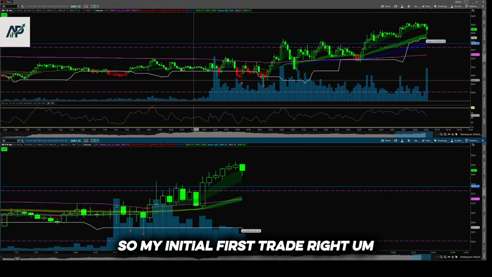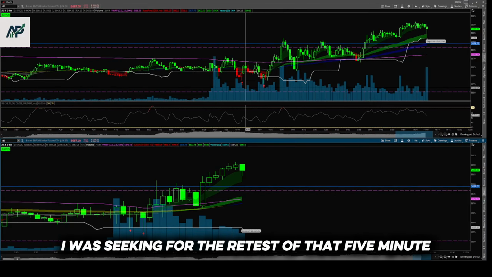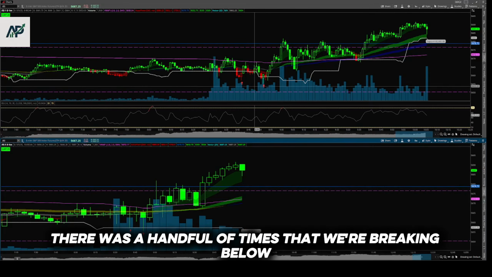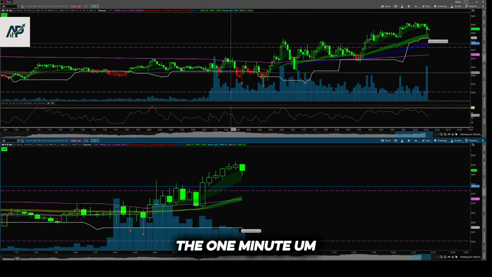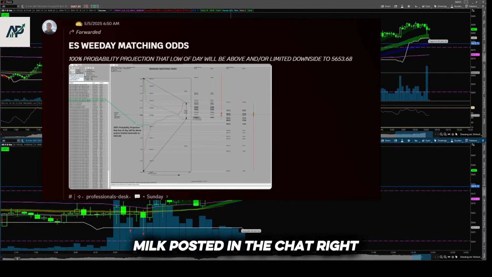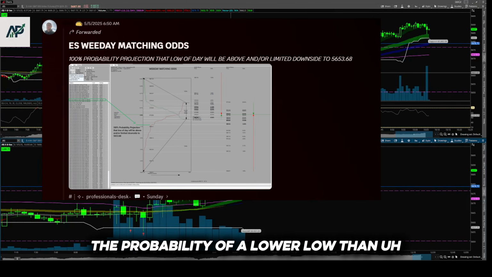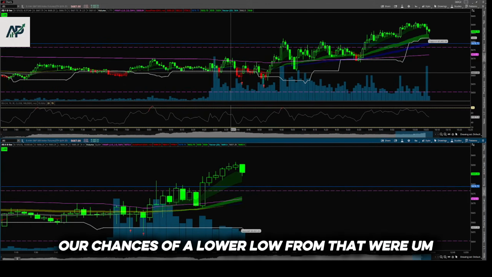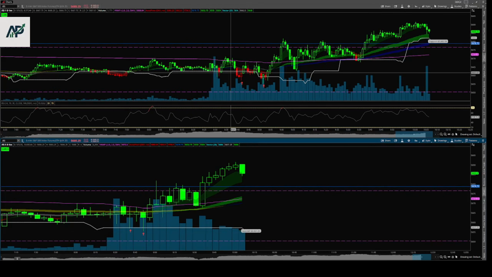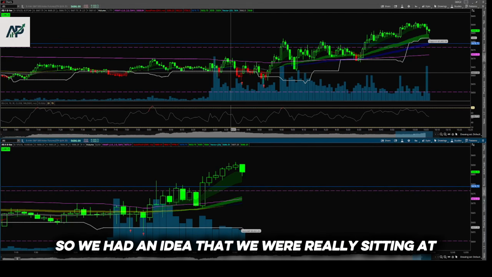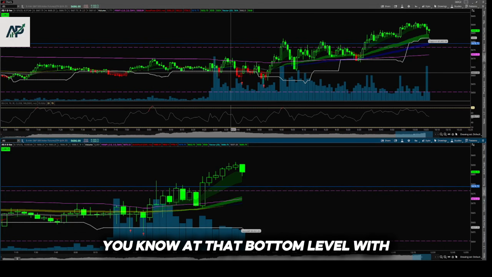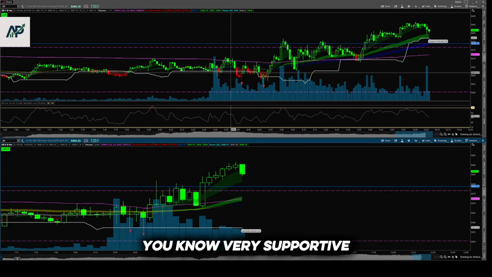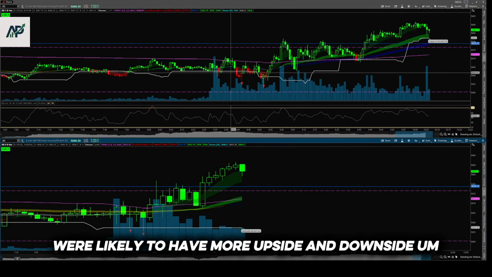So my initial first trade, I was seeking for the retest of that 5-minute, especially as there was a handful of times that we were breaking below the 1 minute. Milk posted in the chat the probability of a lower low than 5653, I believe it was. Chances of a lower low from that were minuscule. So we had an idea that we were really sitting at that bottom level with very supportive action, and that we were likely to have more upside than downside.